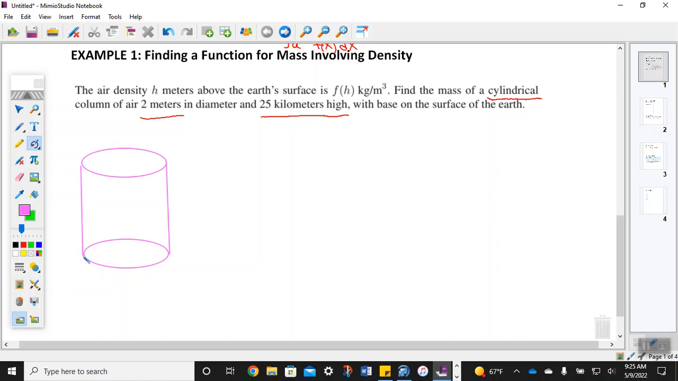How about there, kids? Pretty good cylinder, right? You get the idea, don't you? Okay, so here's the deal. We know that the air density, it starts out here, it says h what, kids? It's given by some function f of h. I don't know what it is, but what I do know is that the unit for density is the number of kilograms per what? Cubic meter. Now our job is to find the mass of the cylinder.